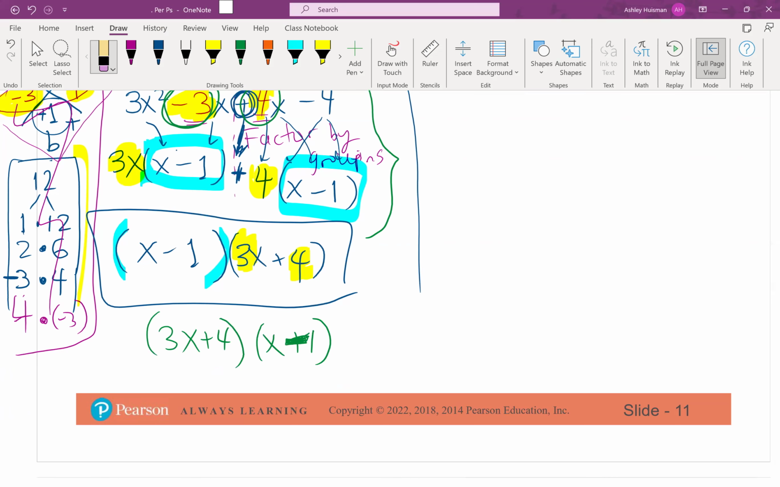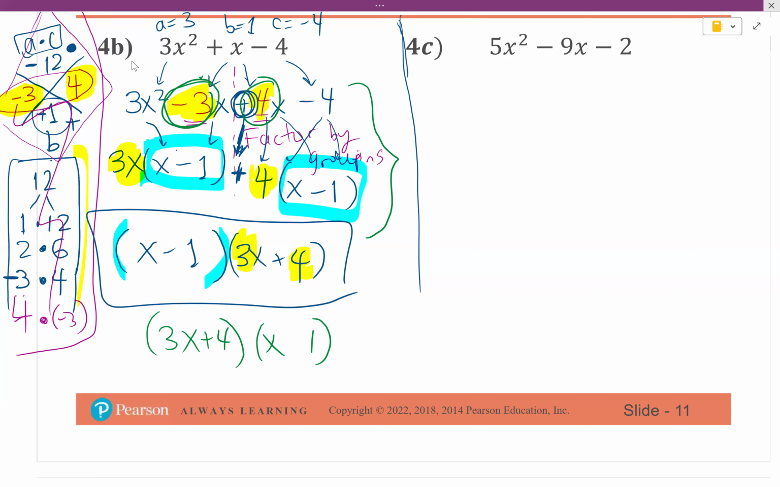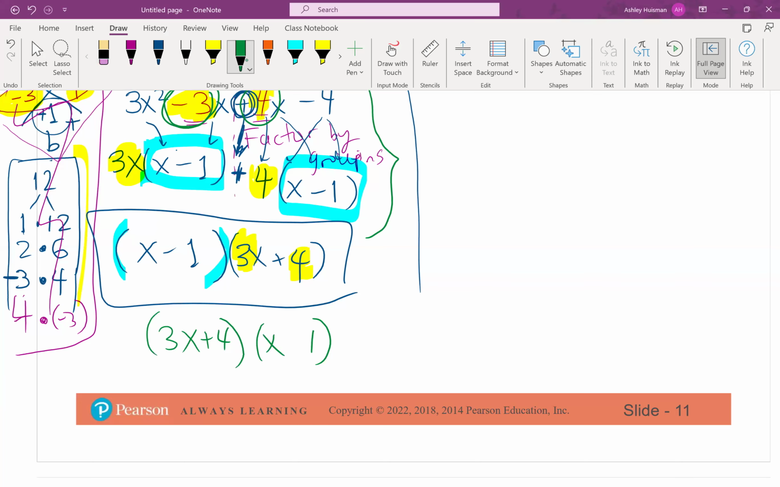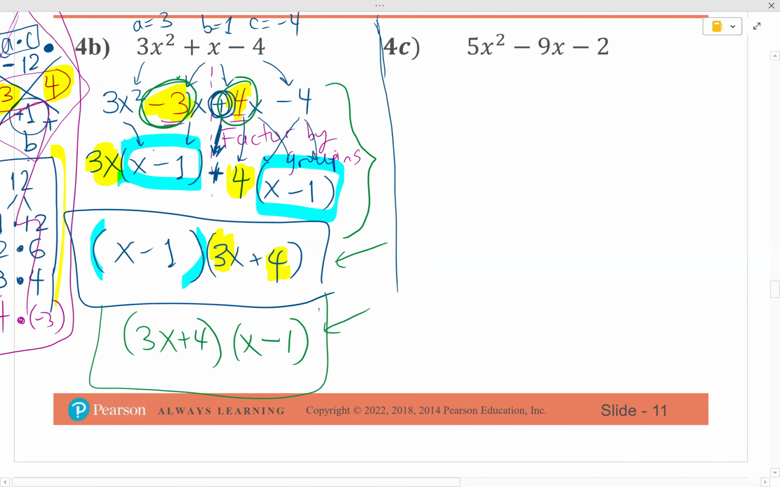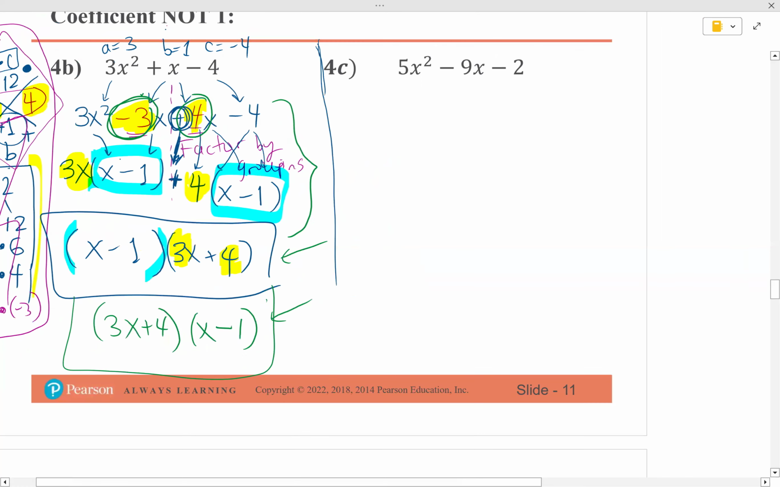So also keep that in mind if you're comparing answers with a friend or a classmate. If they get this and you get this, don't think you're wrong or they're wrong. It's the same thing. It doesn't matter what order the factors are in. And you can always check your answer by FOILing or multiplying it out. 3x times x, 3x times 1, 4x times and so on.